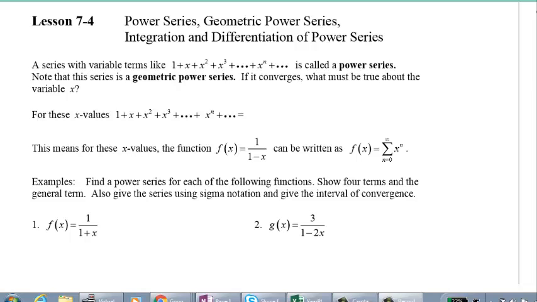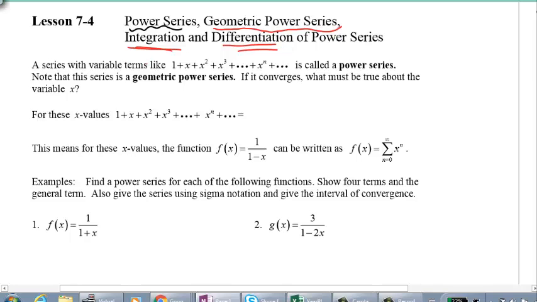This is lesson 7.4. I'm going to talk about a whole bunch of stuff here. Main thing is this thing called the power series. We'll connect it to the geometric power series. And then guess what? We're going to do some integration or differentiation using these power series. So if you're curious what a power series really is, let me show you.